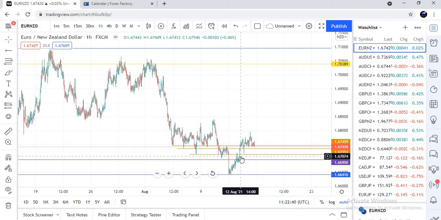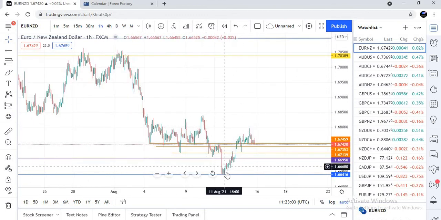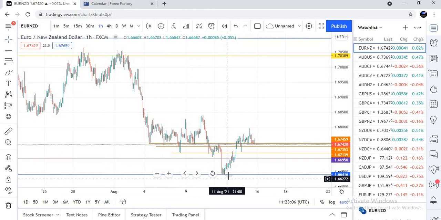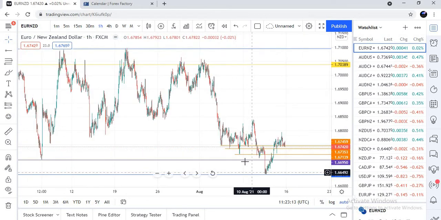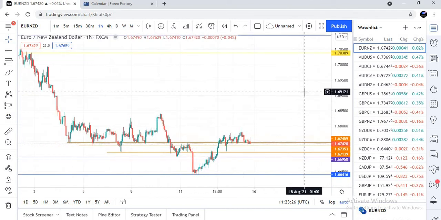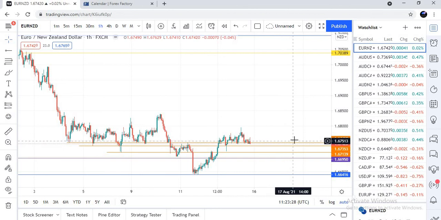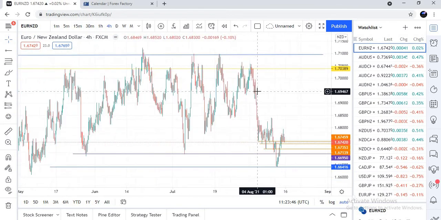For this, from what I can see right here, it broke all these support levels, bounced on this support level, and it's ranging again. One thing about the New Zealand dollar is that it ranges a lot, and when it's time for the price of this pair to move, it just moves. So I'm just going to be looking at how this moves for this week. I'm not going to set any alert level at all for this pair.